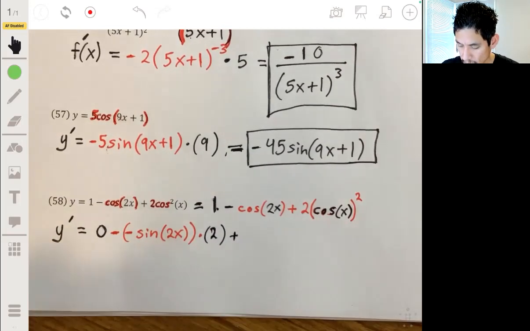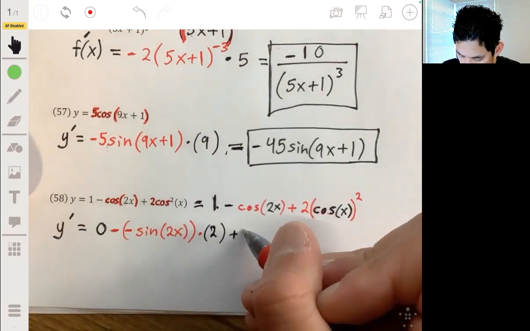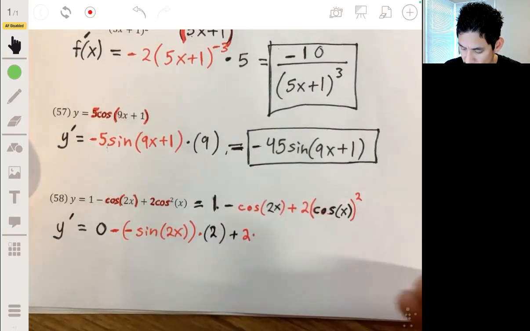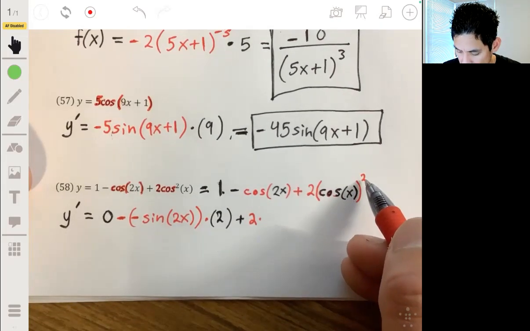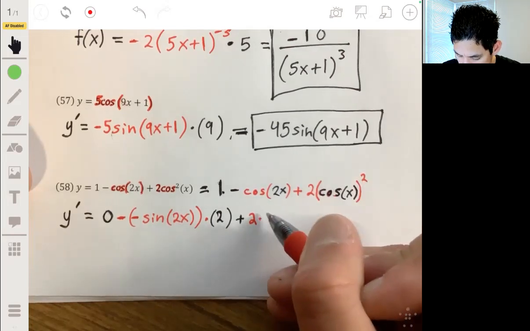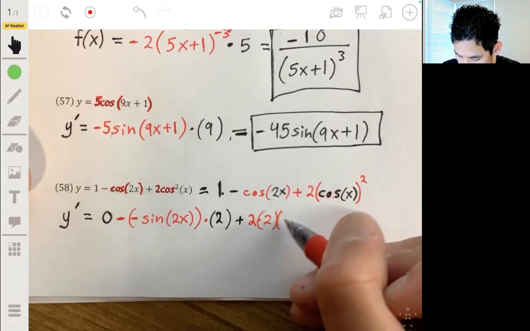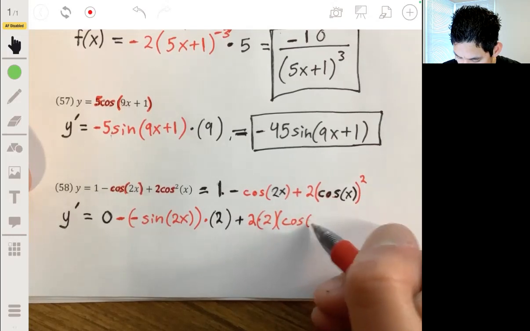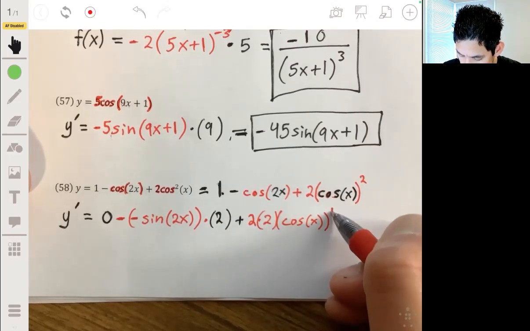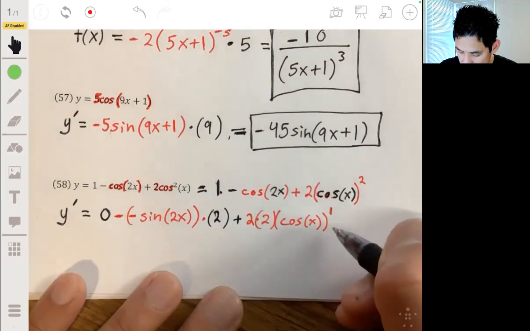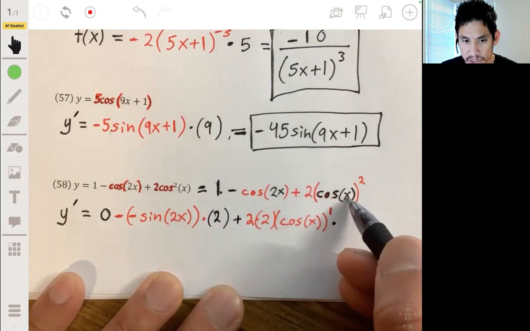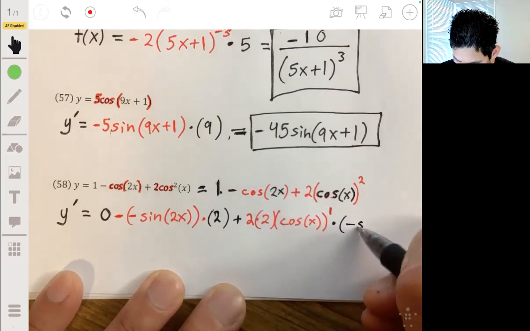Plus 2 times, and here we're going to use the power function. So using the power rule, we just multiply this by 2. So 2 times 2, leave the inside the same. We just drop the power and leave it as a 1, or you don't have to write it there. And then we multiply this by the derivative of the cosine of x, which is the negative sine of x.